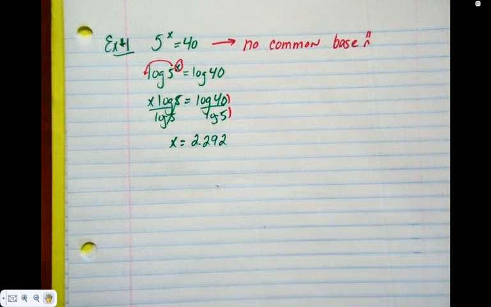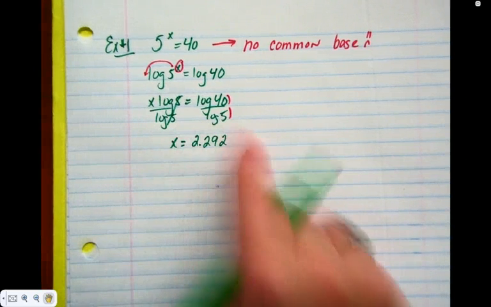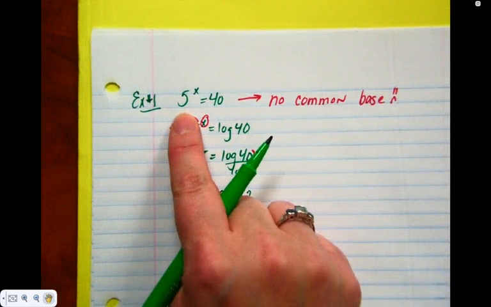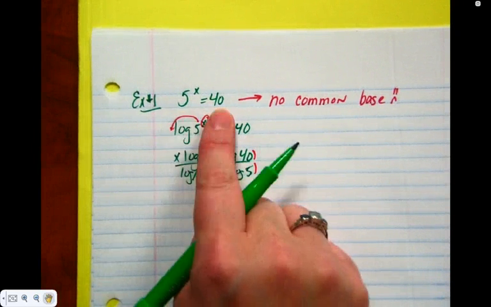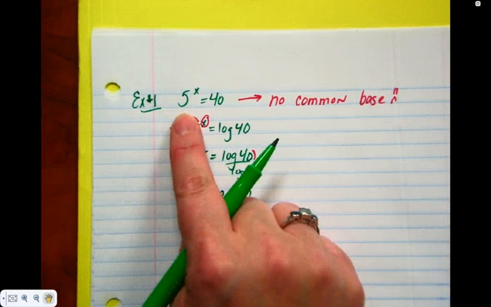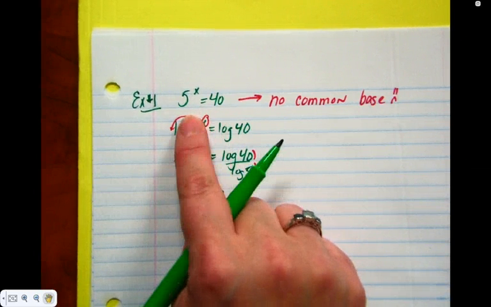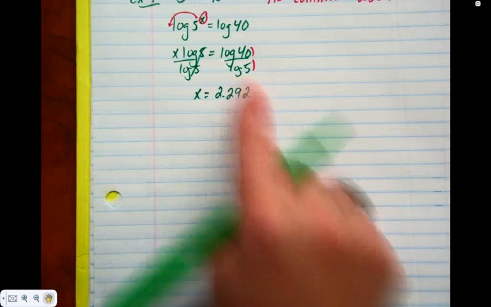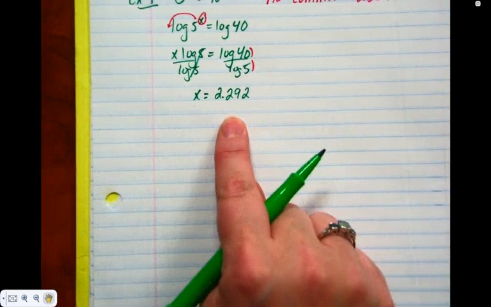292. That's rounded to 3 decimal places. You're always going to get wacky decimals for these guys. Because if you think about it, what's 5 to the 1? 5, that's too low. What's 5 to the 2? That's too low. What's 5 to the 3? 125. So we know it has to be between 2 and 3, and that's why you'll always get really funky decimals down here. Rarely is it going to be a nice even number.